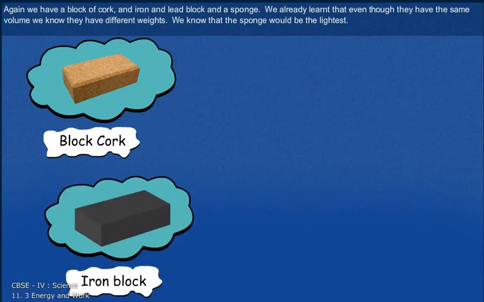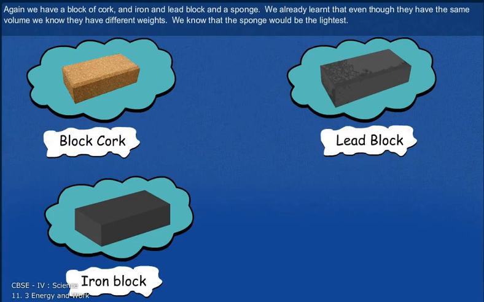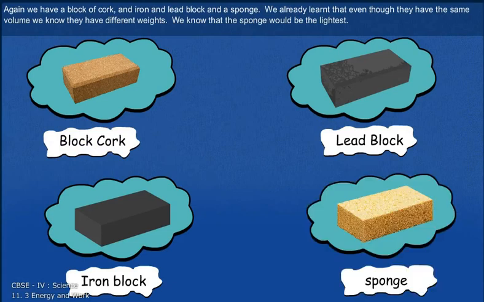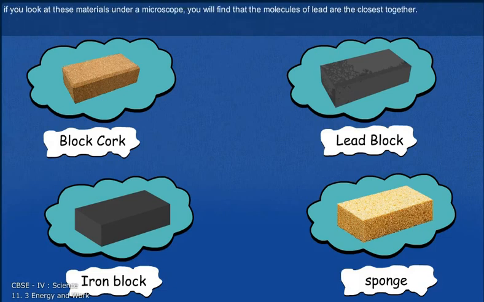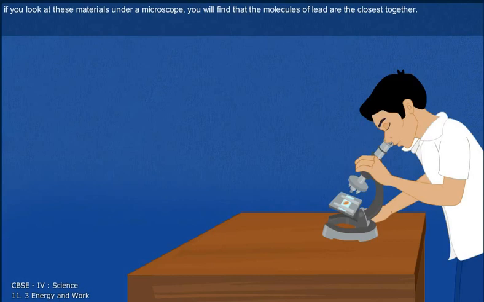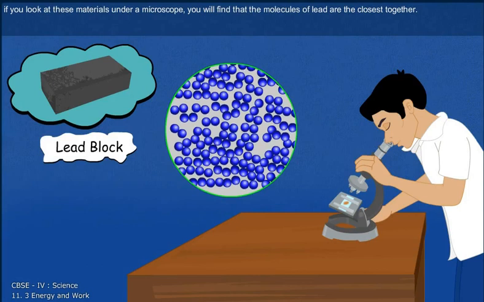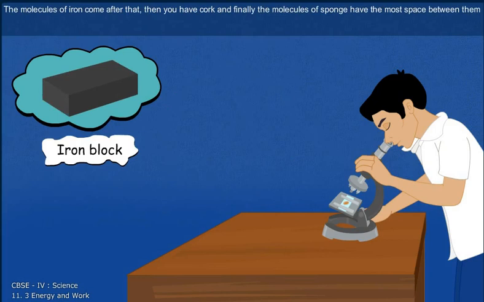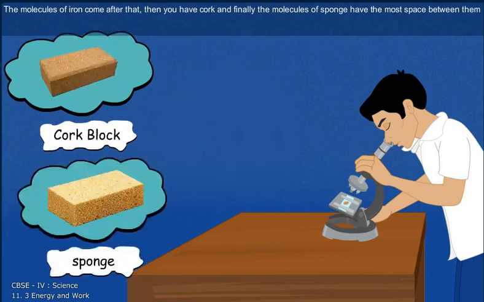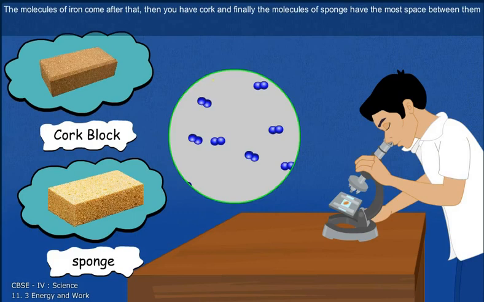Again, we have a block of cork and iron and lead block and a sponge. We already learned that even though they have the same volume, we know they have different weights. We know that the sponge would be the lightest. If you look at these materials under a microscope, you will find that the molecules of lead are the closest together. The molecules of iron come after that. Then you have cork, and finally the molecules of sponge have the most space between them.